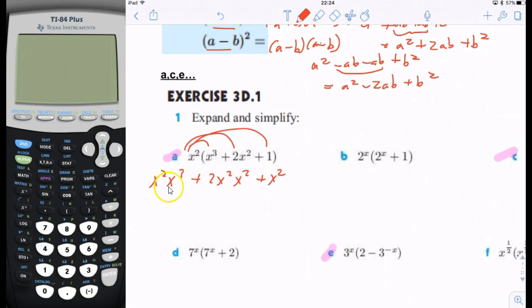Now I'm going to multiply these together. X squared times x cubed, I can add the exponents, so it's x to the fifth. Next one is x squared times x squared, so it's 2x to the fourth. And the last one is just going to be x squared.